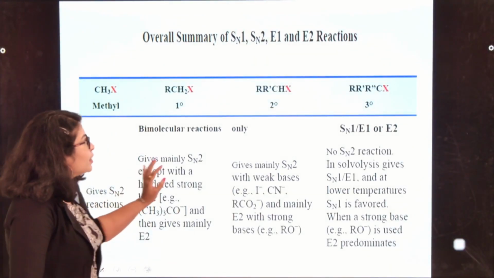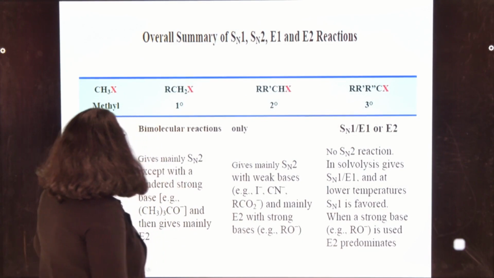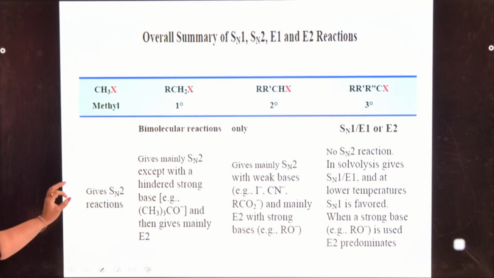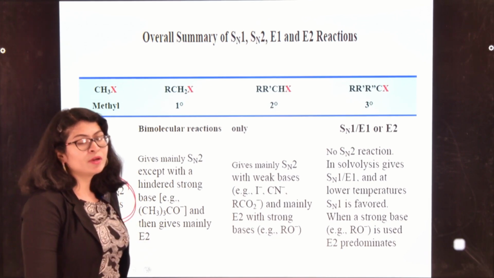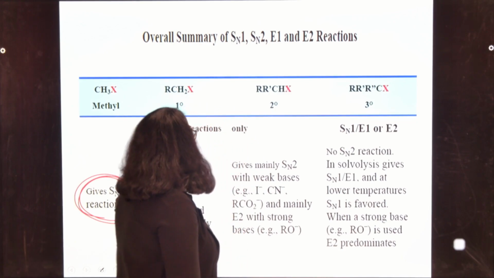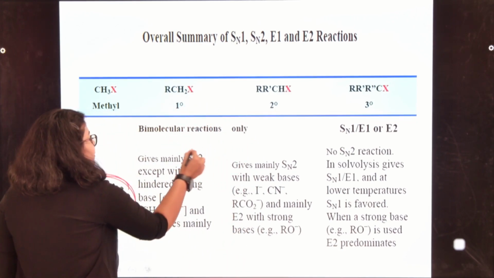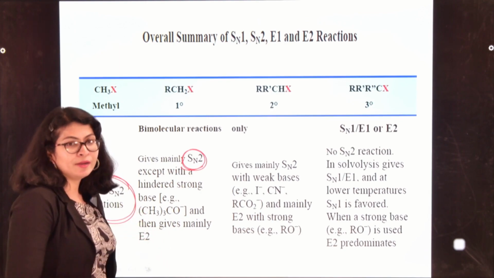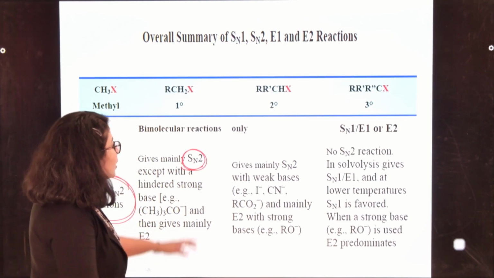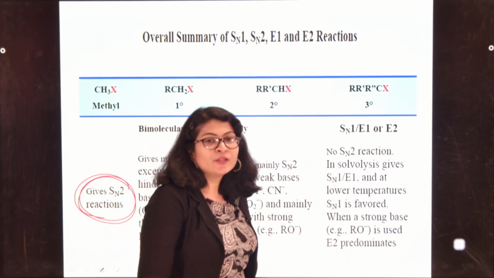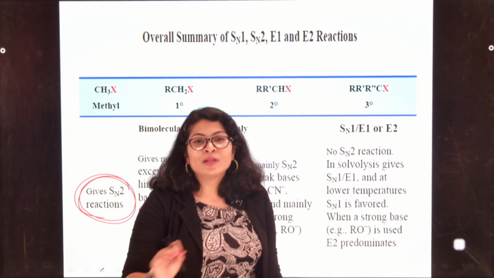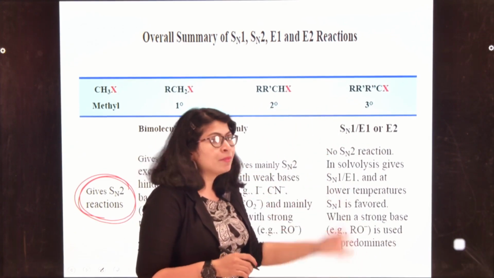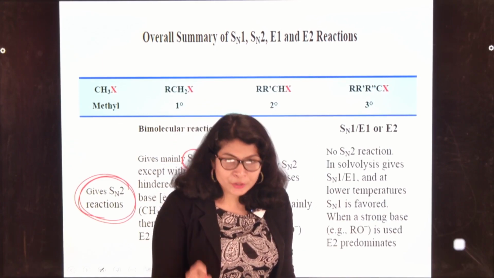Now the overall summary of SN1 and SN2, since E1 and E2 we are not covering. For methyl, there is obviously no steric hindrance, so it will show only SN2 reactions. SN1 reactions will not be shown here. For primary, it mainly gives SN2 again because it is unhindered; the alpha carbon is unhindered. For secondary, there are chances of both SN1 and SN2, but predominantly SN2 will occur because there is less hindrance. Tertiary will primarily show SN1 reactions.